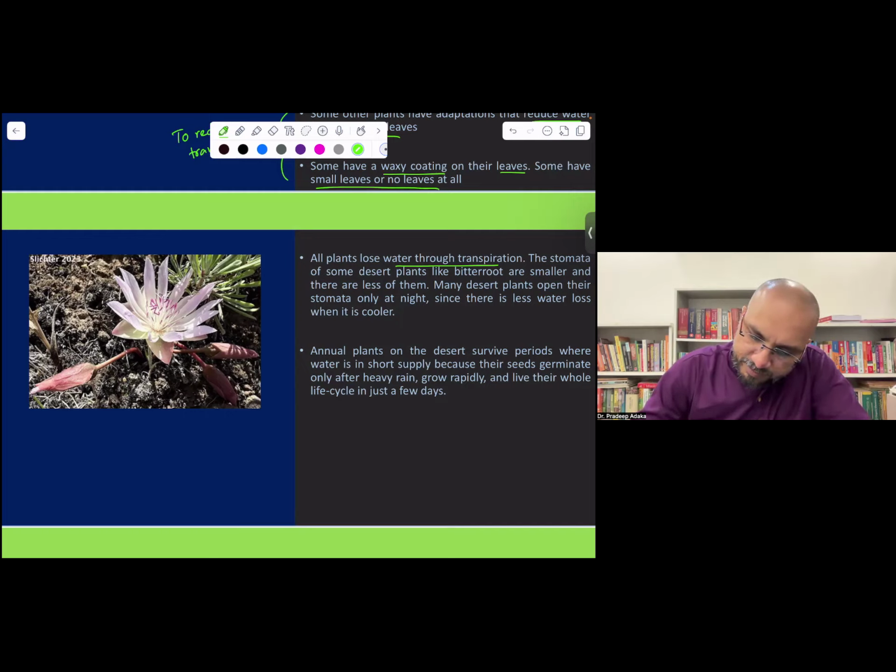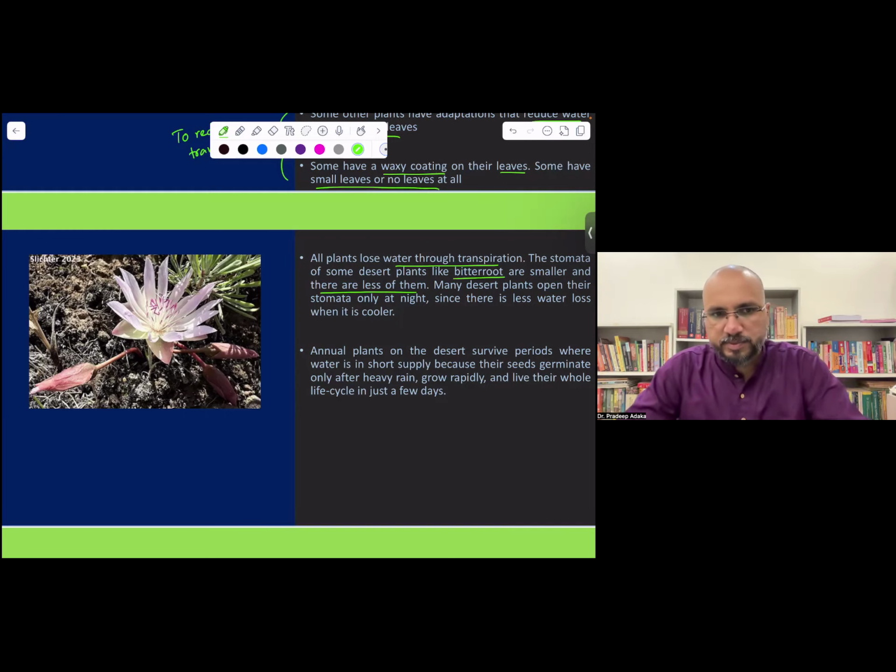So stomata of desert plants like bitter root are small and there are less number of stomata. So this is the plant. On the left side you have a picture here. So bitter root, the number of stomata is very less and the size of the stomata, the pore, is also very small, so that transpiration rate will reduce. Many desert plants open the stomata only at the night time.